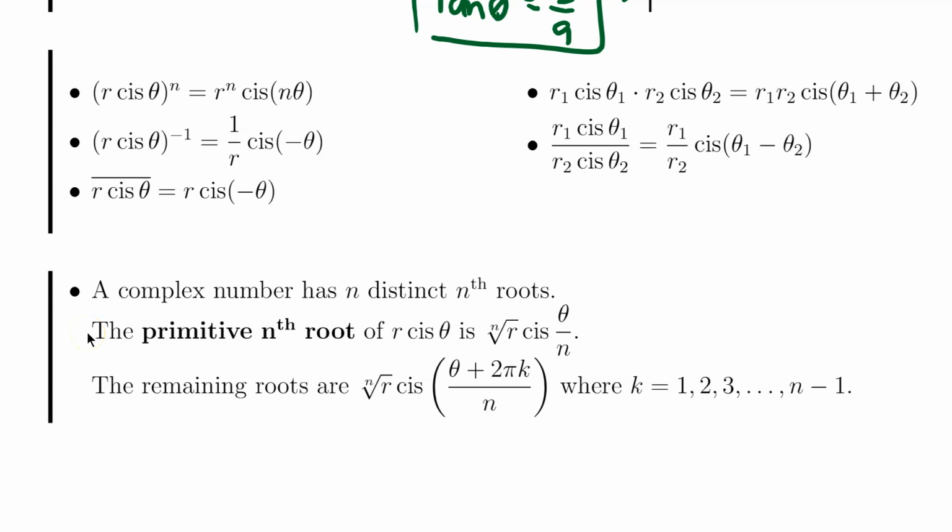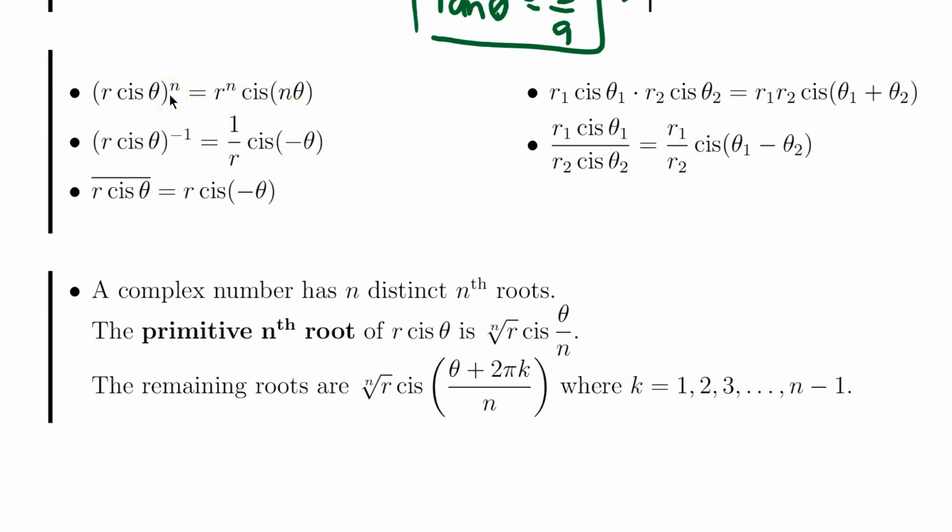One nice thing about the polar form is that it simplifies some of the computations. For example, if I want to raise r cis theta to the n power, I can raise the r, the norm, to the n power, and then multiply n to the theta, the angle here. And this formula works when n is negative as well.